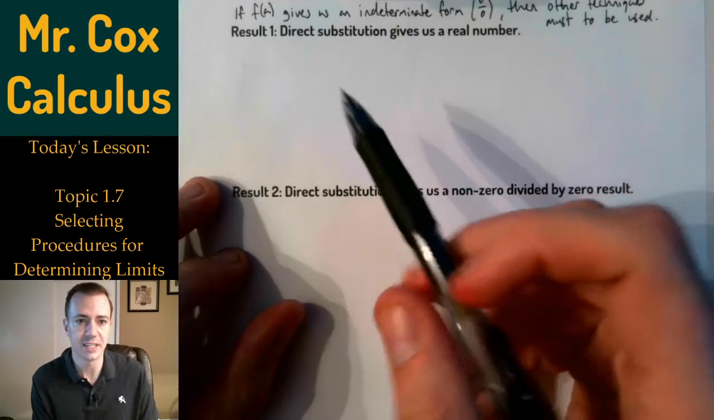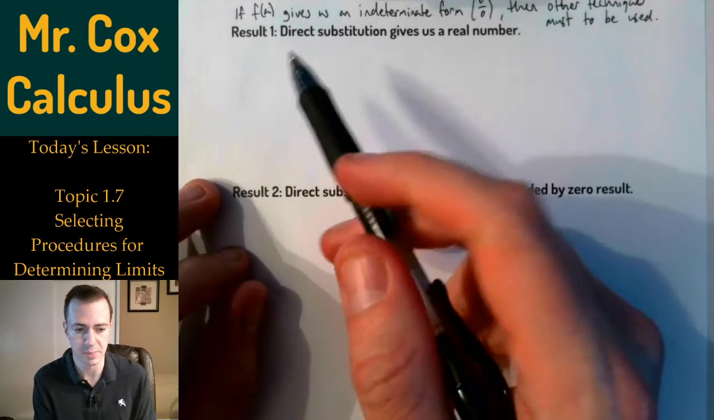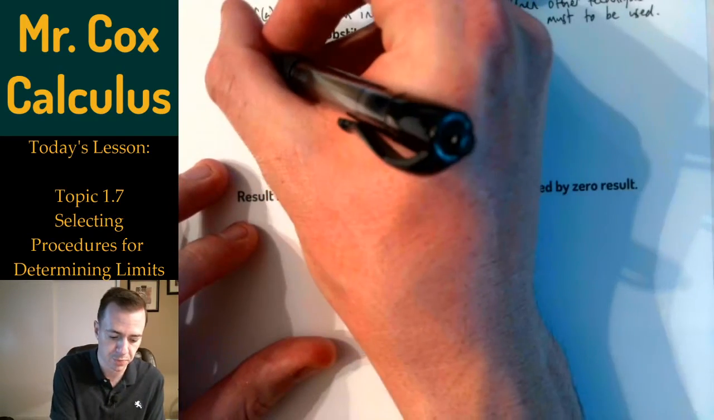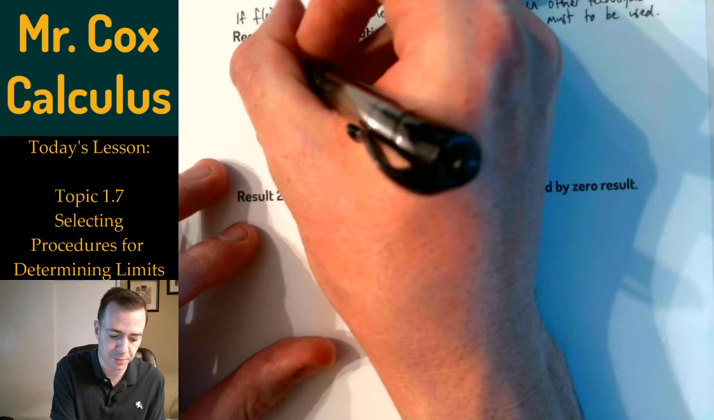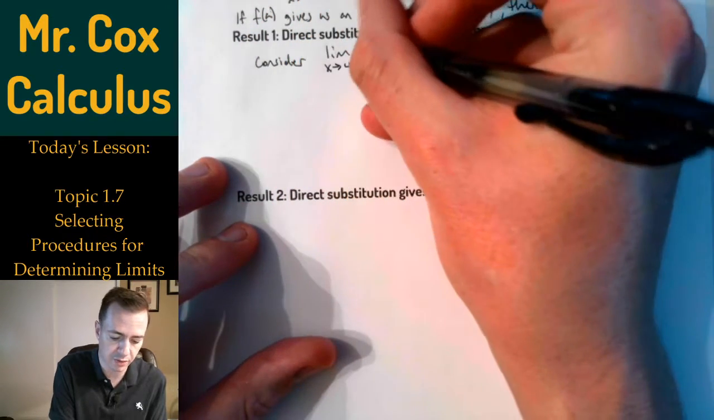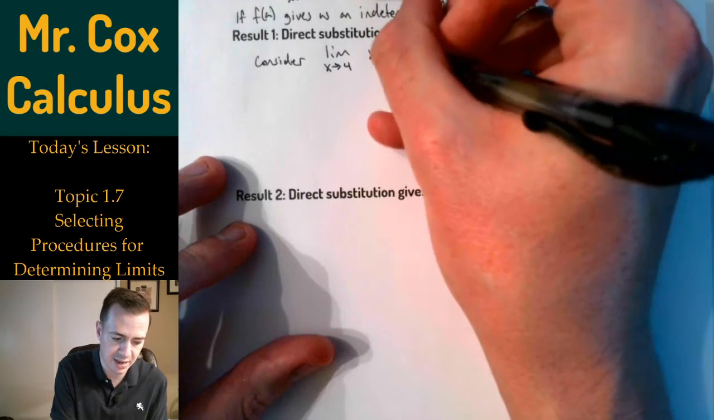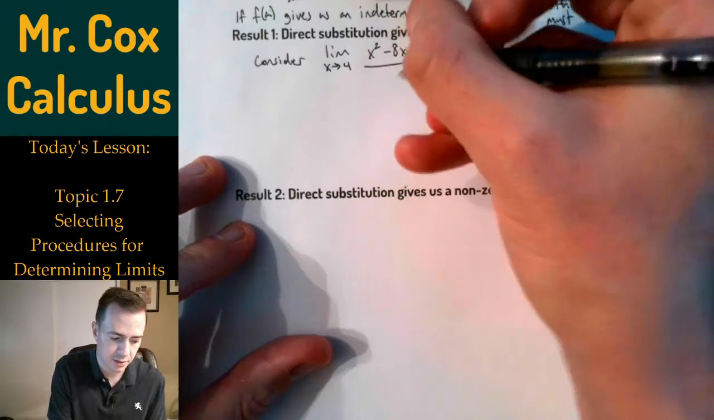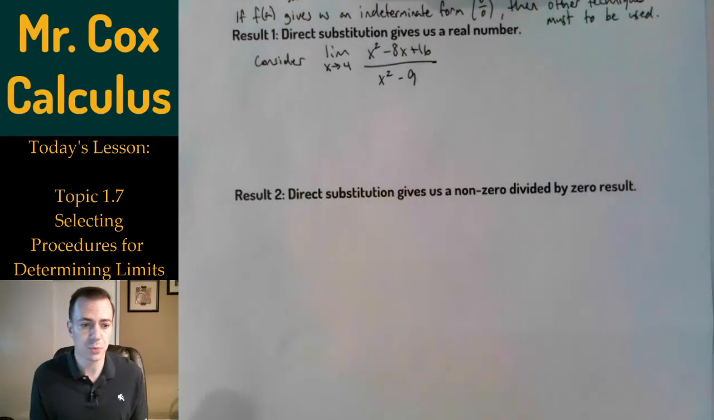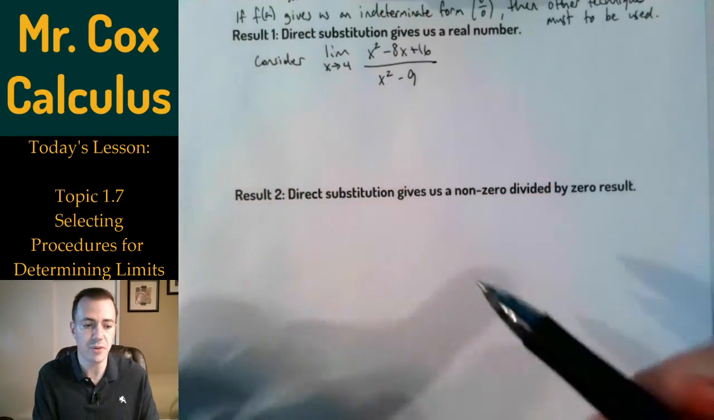All right, let's look at a scenario, our first result we talked about in the previous video, where direct substitution gives us a real number. So let's consider the limit as x approaches 4 of x squared minus 8x plus 16 divided by x squared minus 9. Now, I gave you this one for a reason, because it would be very easy.